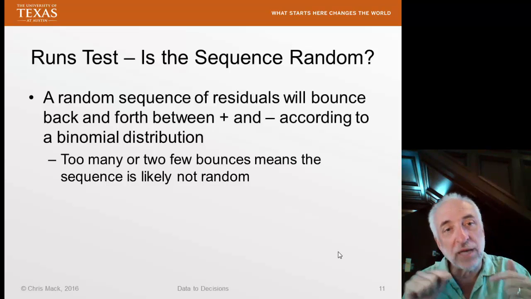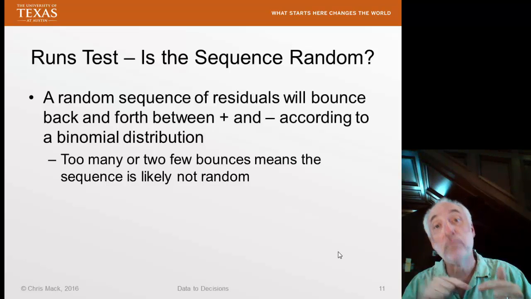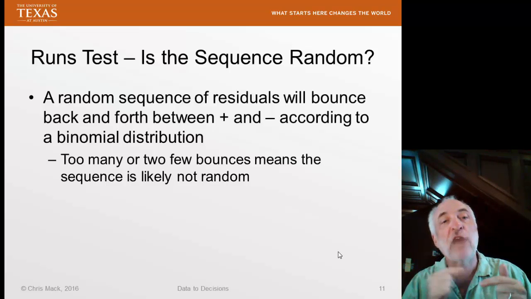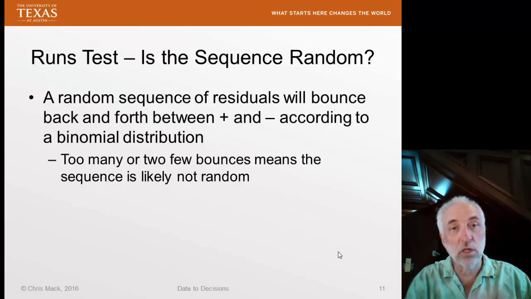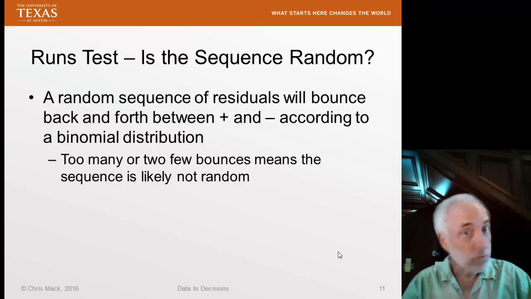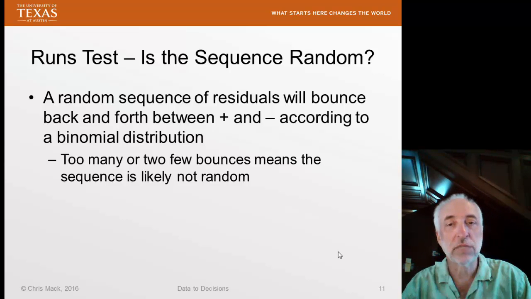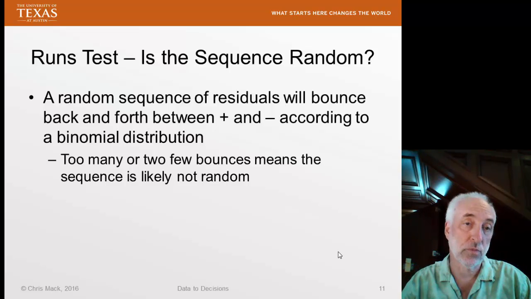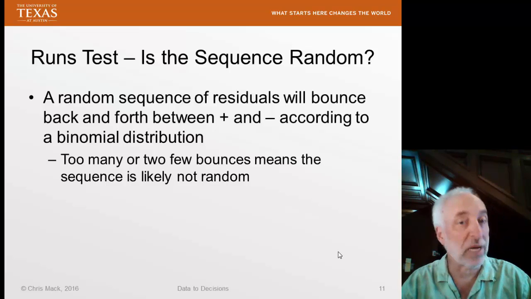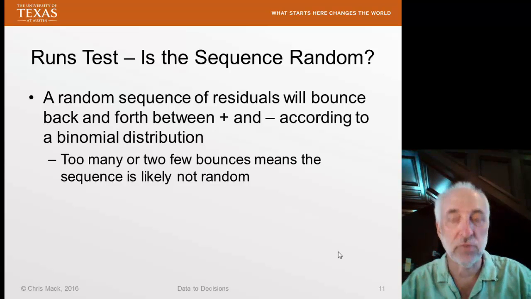But what we're going to talk about here is not the number, but the bouncing back and forth. How frequently will the number change in the sequence order between plus and minus? Well, if it's truly a random sequence, we can show that this bouncing back and forth from plus to minus will follow a binomial distribution. So we can compare a measured number of bounces to a binomial distribution and ask, are there too many or too few bounces for it to be a random sequence?